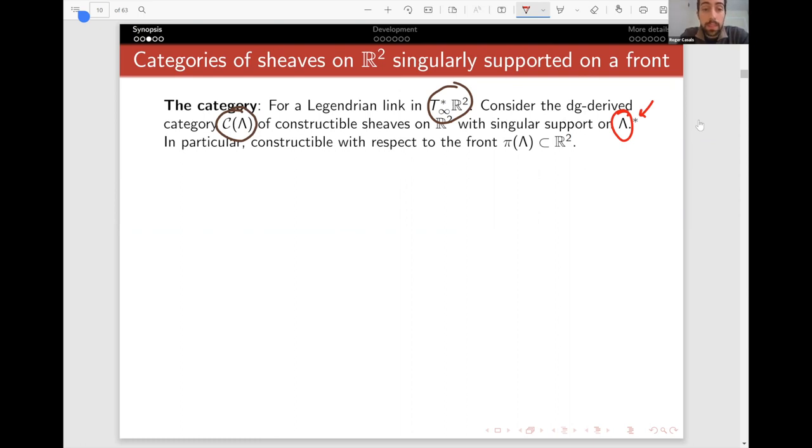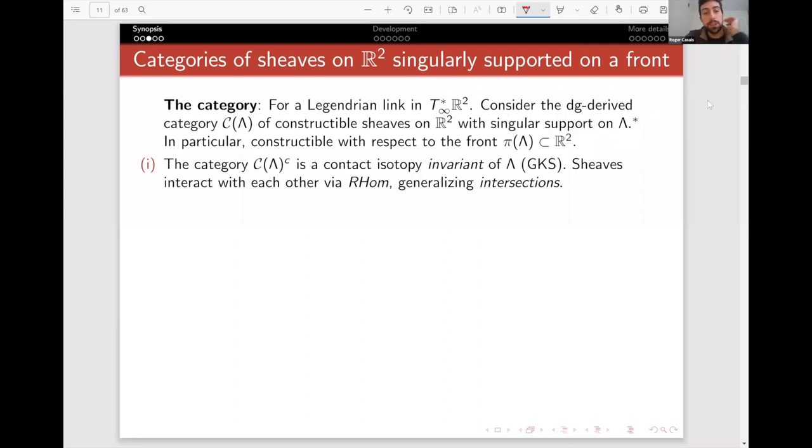But one thing I'll say is the category is not actually that category. It's the subcategory of compact objects. If you know what it means to have a homologically compact object, so preserving colimits, that's what we want. So really, C lambda is the subcategory of compact objects in the constructible sheaf category, which is a full DG subcategory. In particular, if you have a front in here, you get a sheaf which is constructible with respect to the front. Here again, the singular support is the key link capturing this idea of first derivatives that relates sheaves to Legendrians.